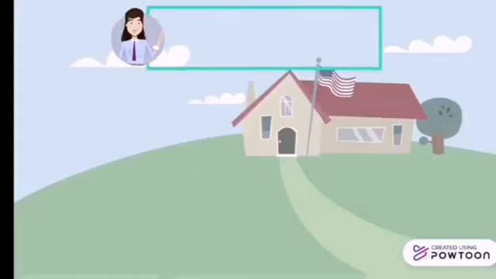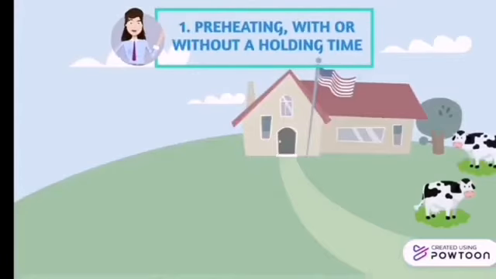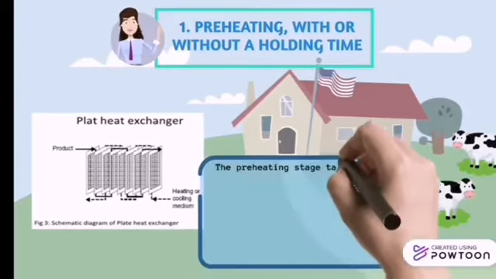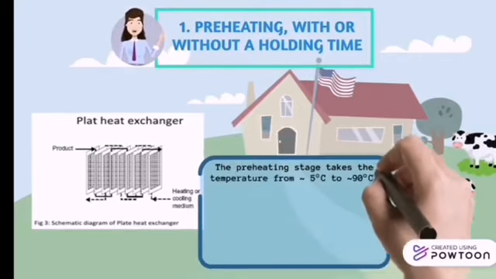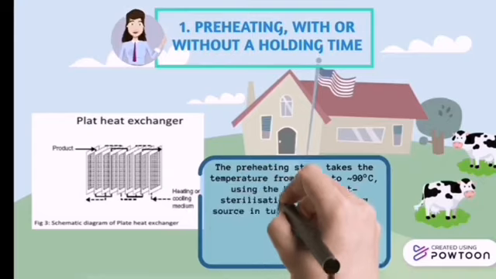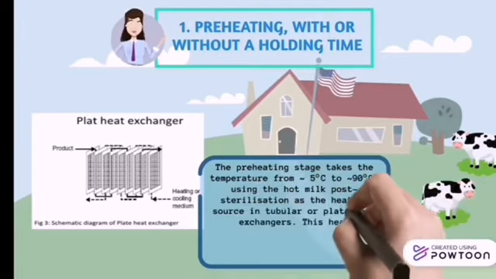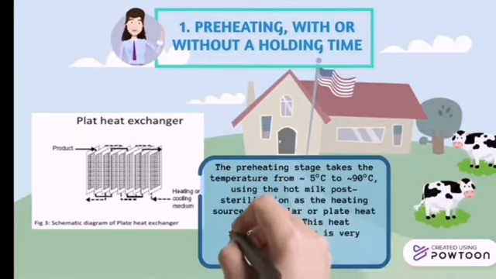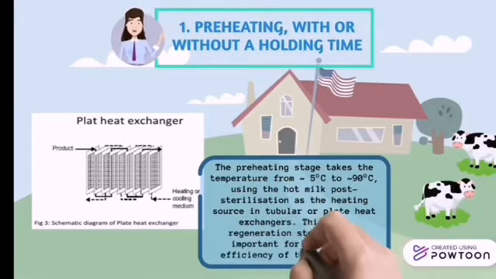The first process is preheating with or without a holding time. The preheating stage takes the temperature from 5 degrees Celsius to 90 degrees Celsius using the hot milk pasteurization as the heating source in tubular or plate heat exchangers. This heat regeneration step is very important for the energy efficiency of the UHT plant.